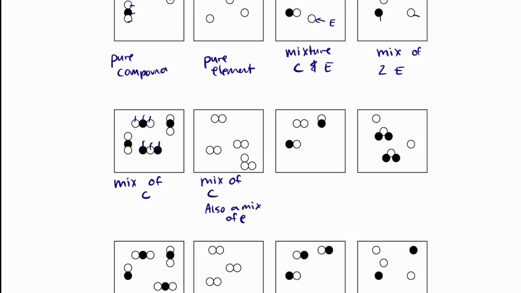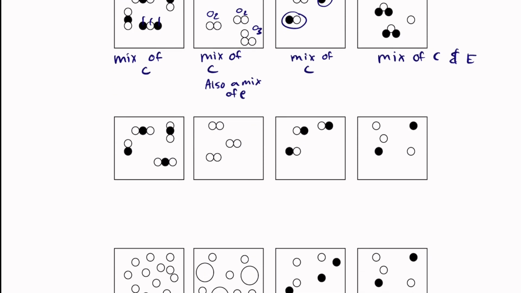because this could be like oxygen, O2, O2, O2, and then O3, so it's just one type of atom present. This is going to be a mixture of compounds, or you could say compound and then an element there with the two white circles. This is going to be a mix of compound and element. This is going to be a mix of compounds.